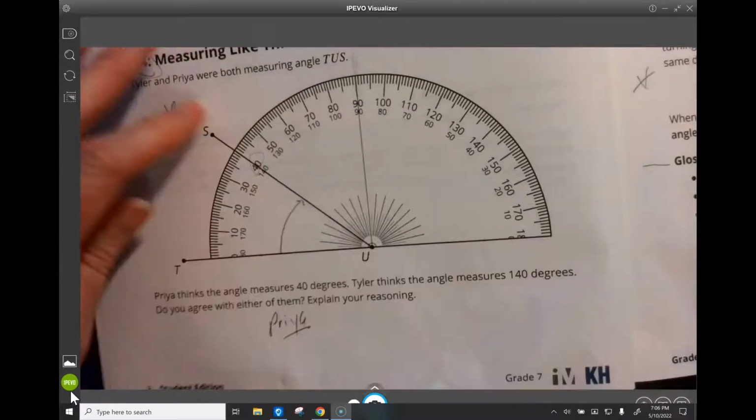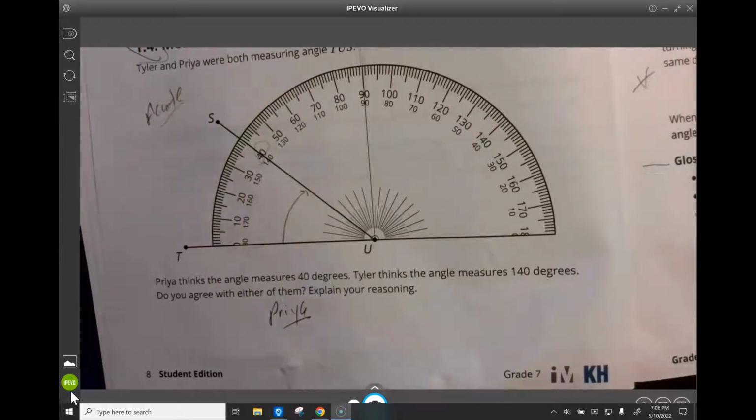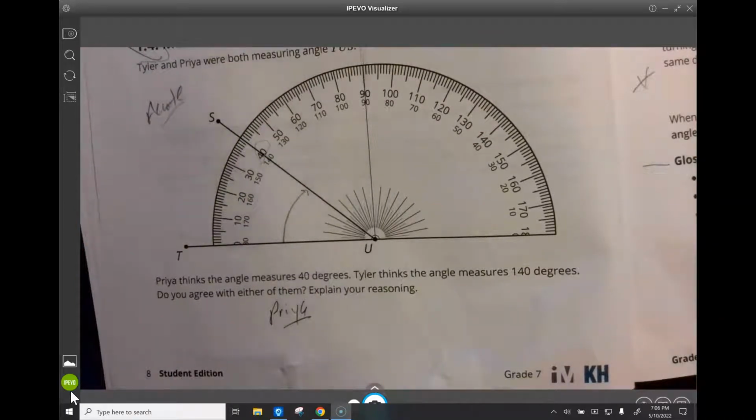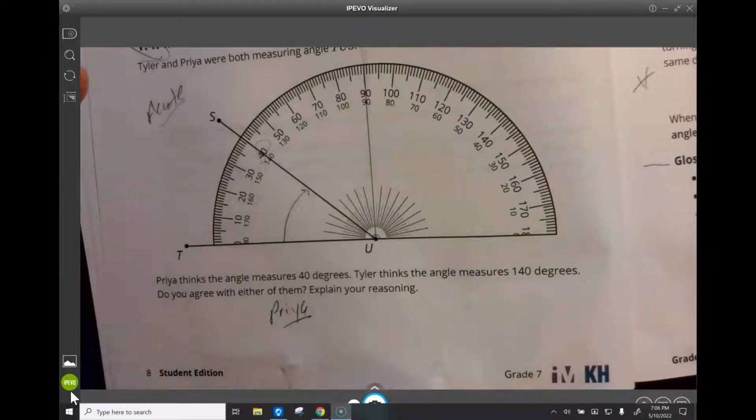Have you noticed that Priya is almost always right? I'm not sure what it is, but Priya tends to be right. And so I always look to see, is there any way I can prove Priya wrong? Because she's usually right. Okay, so just wanted to point that out to you.